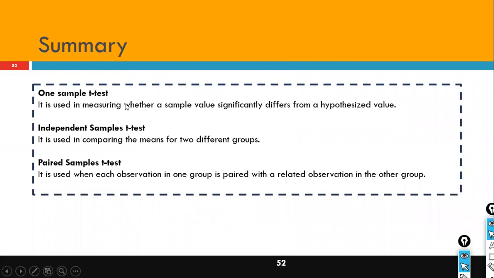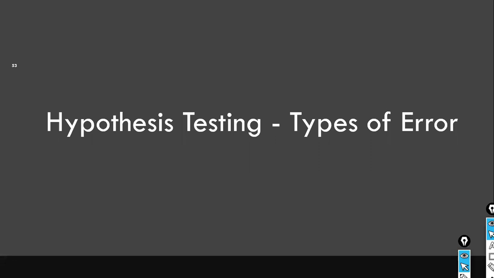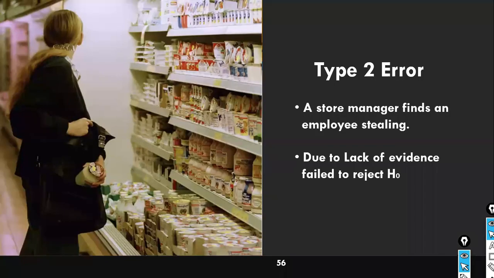To summarize, the one sample test measures whether a sample value is significantly different from a hypothesized value. That is what we are testing in a one sample T test. An independent sample T test compares the means of two different groups. And the paired T test is used when each observation in one group is paired with a related observation in the other group. Hope you understood all these three types of hypothesis tests. I'll give you some assignments, so you can work on them to understand all these things.